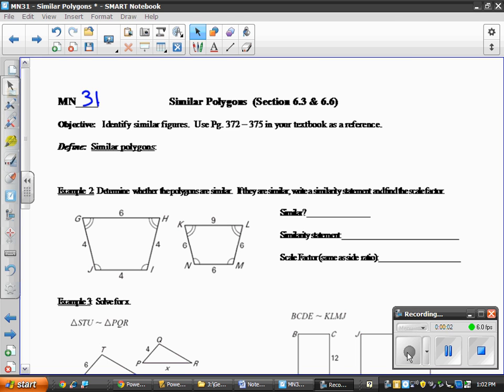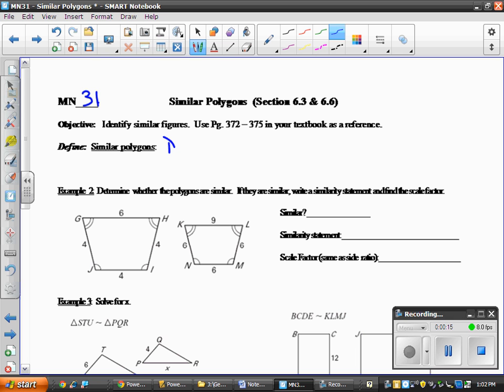Welcome, ladies and gentlemen, to your MN31 notes, where we're going to talk about similar polygons, which is section 6.3 and 6.6 in your textbook. I'm going to first define what similar polygons mean. The first part, and I always think of the definition in two parts.